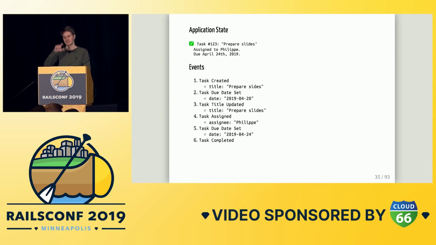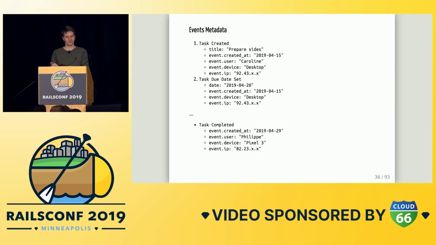Now in here, we only see events with data, but events can have a lot of metadata associated to them. You can store when the event was created, who created the event, what device they were using, what IP address that request is coming from. Basically, all the context that you have in your controller at that point in time, you can persist in the database because you might need it at some point.